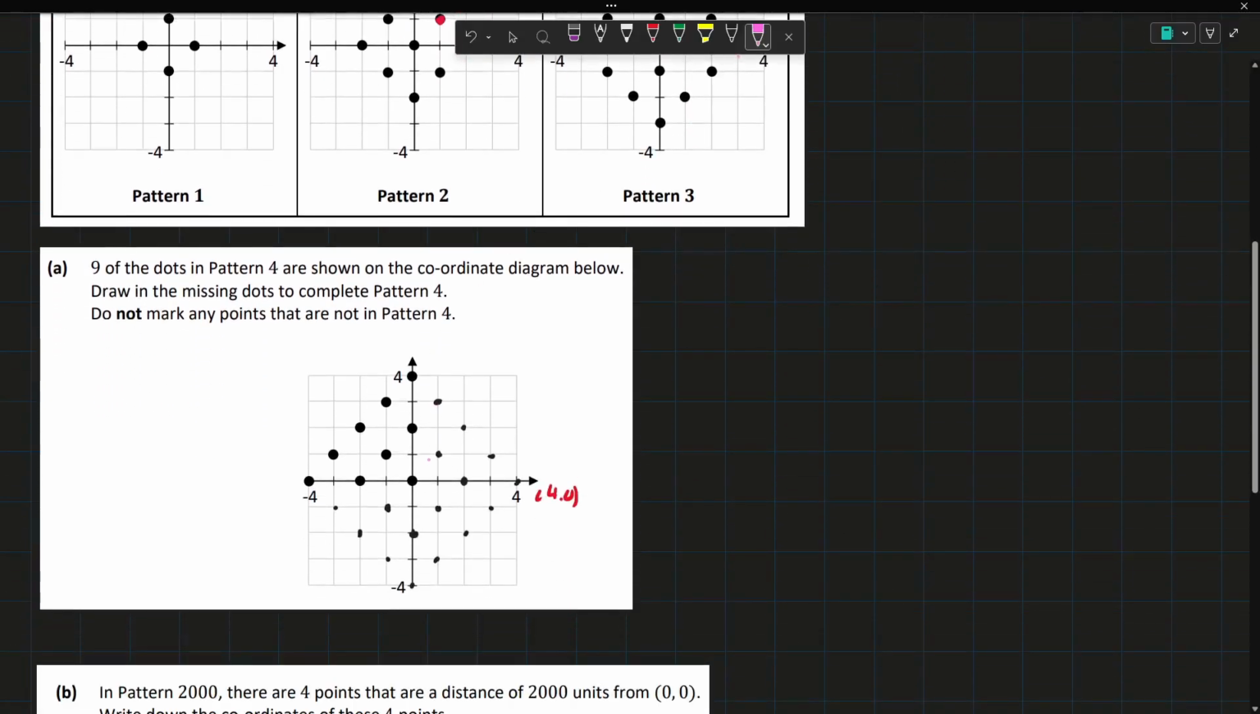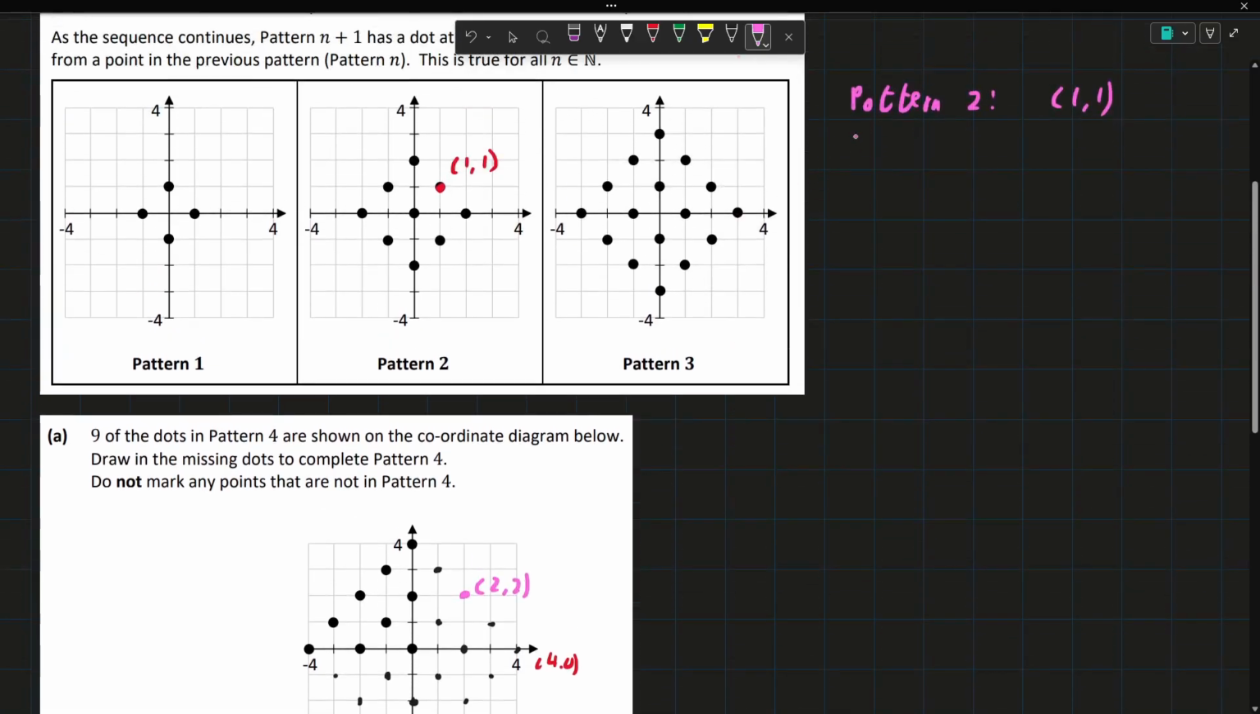But in pattern 4, you notice here, we have the point 2, 2. So in pattern 4, we have the point 2, 2. And we can kind of see that each time this number is going to be double whatever these numbers are.